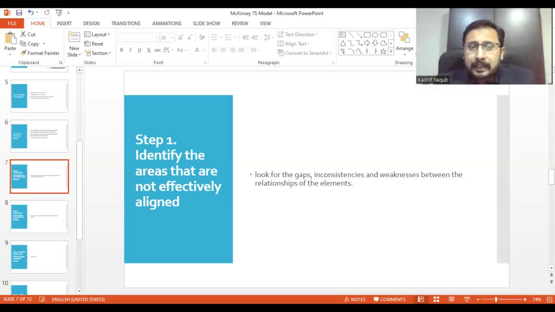What is a gap, what are inconsistencies, and what are the weaknesses between the relationships? For example, you designed a strategy that relies on quick production of introduction, but the matrix structure with conflicting relationships hinders that. So there's a conflict that requires a change in the strategy or the structure, right? Hope you understand this. If not, please put a question in the comments. Let's go to the next slide.